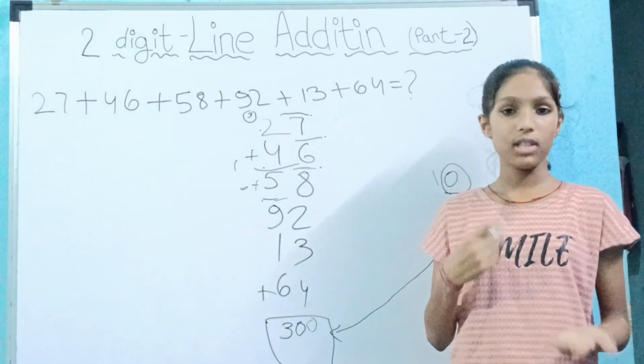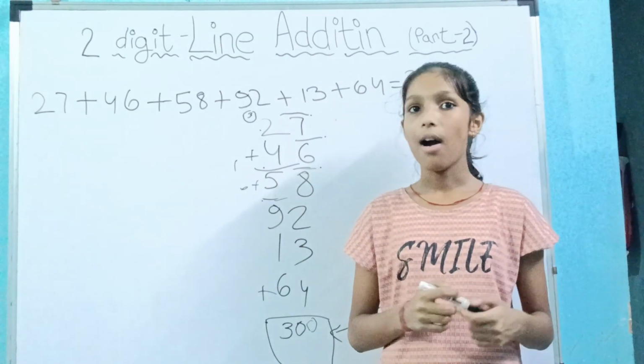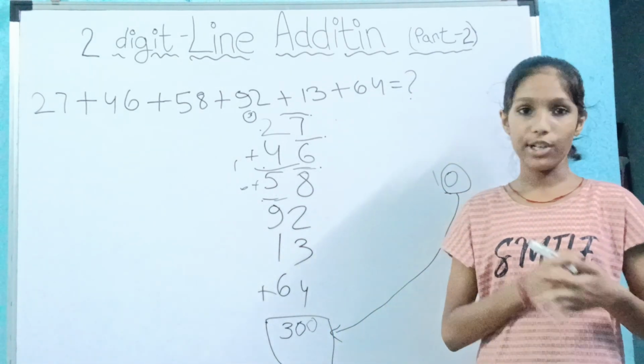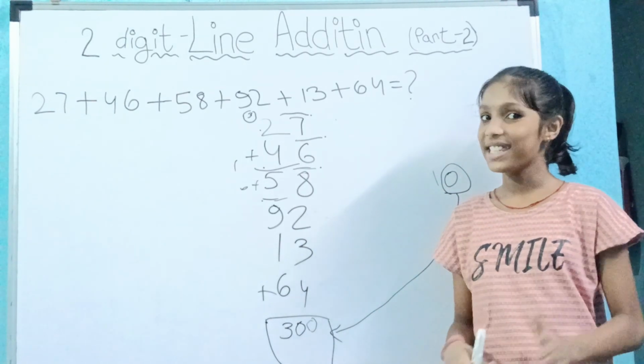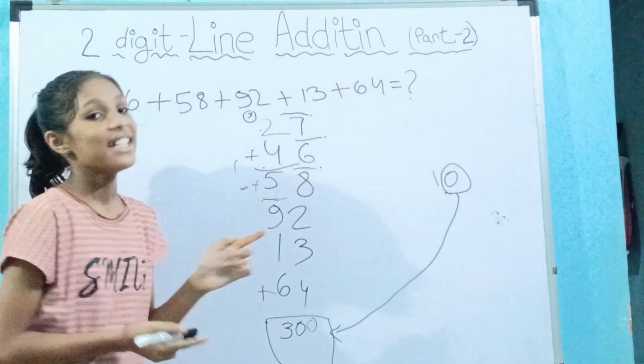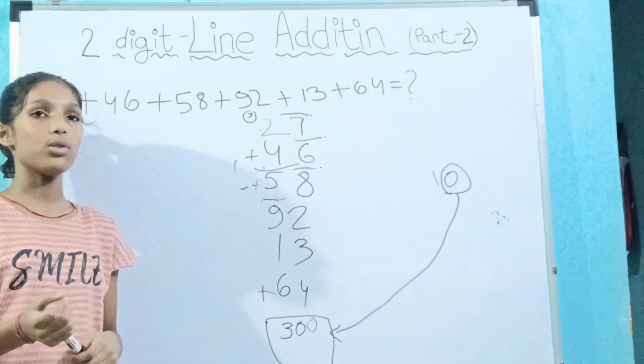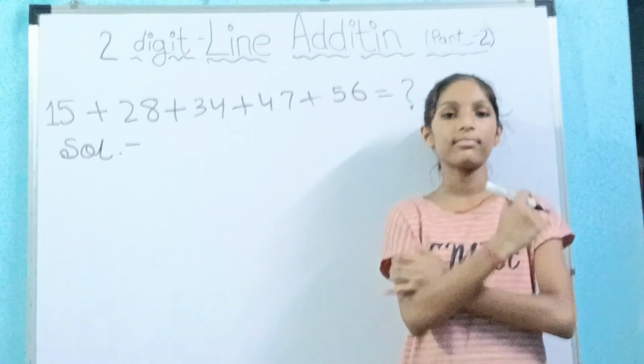So I hope the students who solved it before in 5 seconds, or who paused the video and answered it, gave 300 as the answer. Then I'm very proud of the students who answered it as 300. It's very good. And now we're going to go to the next question, which is the third question.